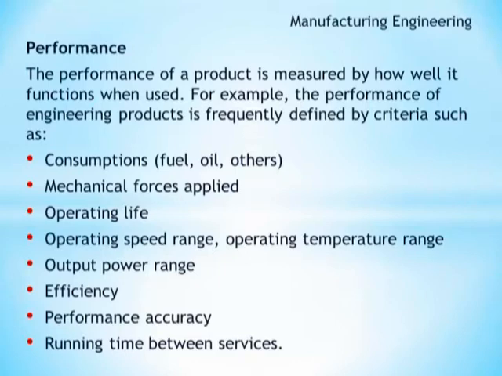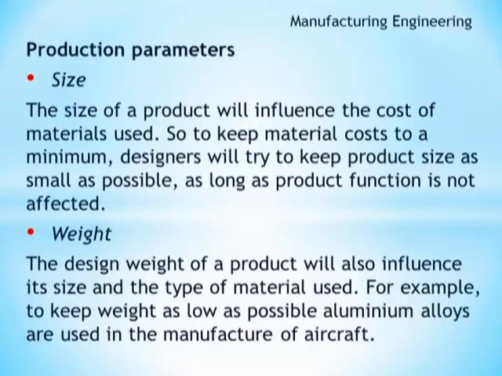For example, the performance of engineering products is frequently defined by criteria such as consumption of fuel, oil, others, mechanical forces applied, operating life, operating speed range, operating temperature range, output power range, efficiency, performance accuracy, running time between services. Production parameters. Production parameters are also divided to size.